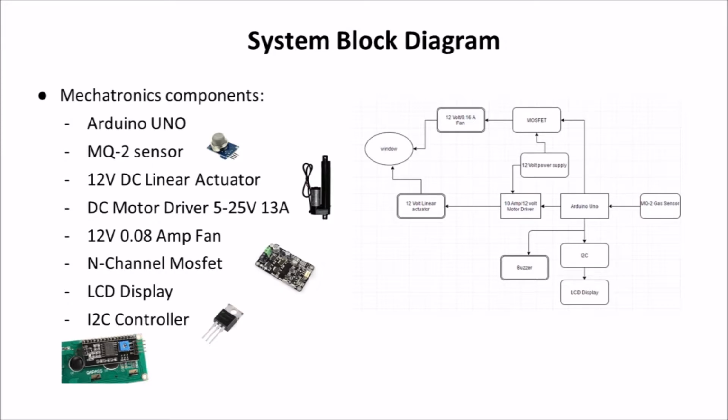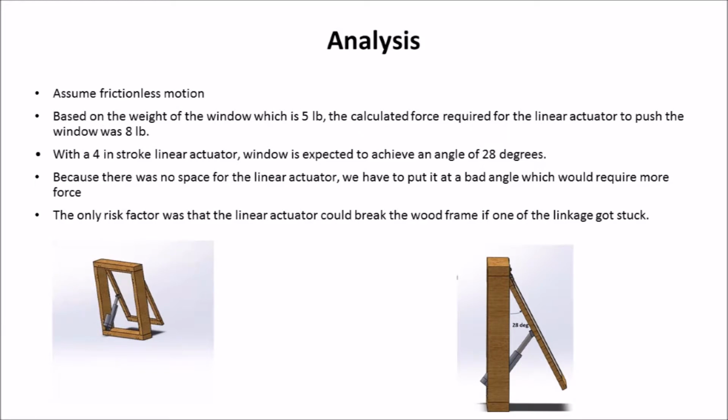And our final mechatronic component was the buzzer. The buzzer will be used to signal when gas is detected and while the window is opening. The main analysis was done on the linear actuator. The window was designed to open up to around 30 degrees.